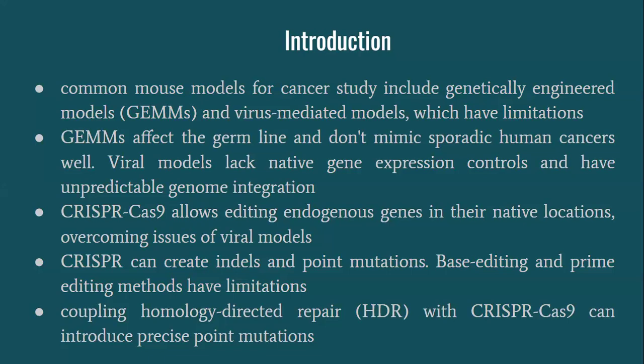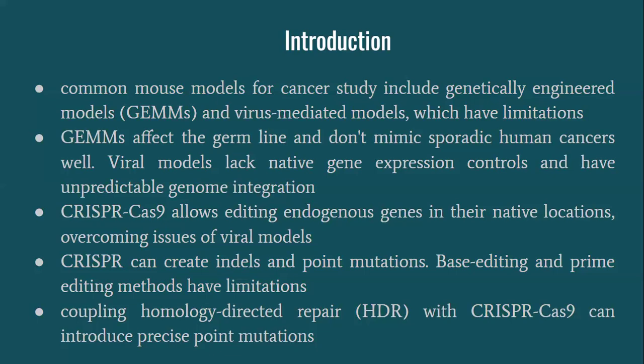Like spontaneously. And the drawback of a viral model is that it lacks native gene expression controls, like how naturally a gene is being expressed. It lacks that control. And as a result, they have unpredictable genome integration, and we definitely don't want that. CRISPR-Cas9 allows editing endogenous genes that are already present in our body in their native locations, overcoming the issues of viral models. So what we are trying to get rid of are the random insertions or unpredictable genome integration that's often seen in viral models.